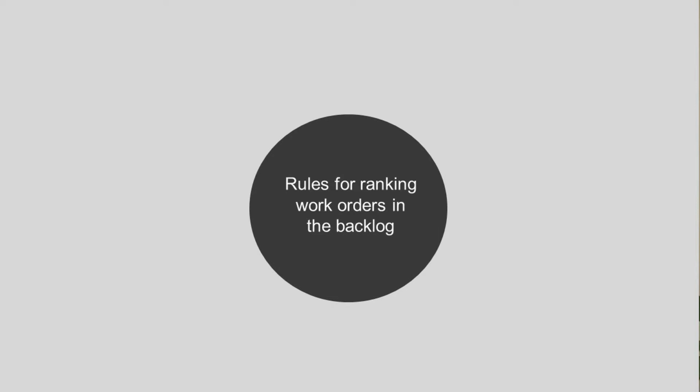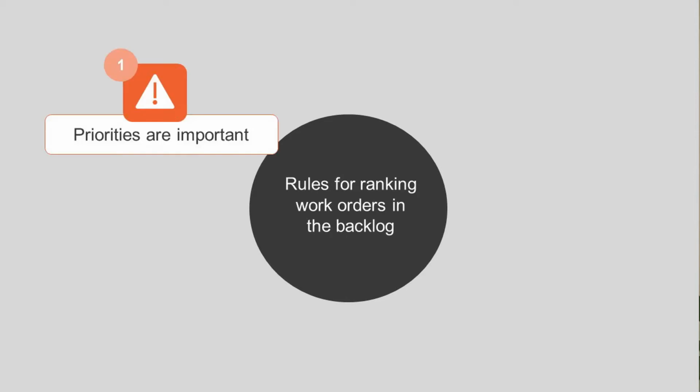The problem planning departments face is that there's too much work in the backlog and not enough resources to execute the work. This is compounded by the fact that the wrong work gets done and the reliability of the plant continues to deteriorate. This leaves everybody feeling very frustrated. And the solution lies in the ranking of the work in the backlog. I'm going to share with you 4 rules for ranking backlog.